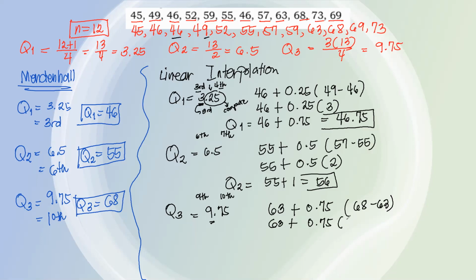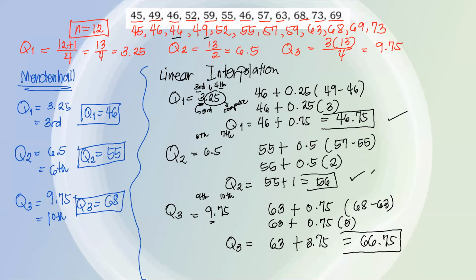So we have 63 plus 0.75 times difference ng dalawa is 5. So 0.75 times 5 is 3.75. I-adjust ko lang tong mga tool dito. Okay. So that is 3.75. 63 plus 3.75, which is equal to 66.75. So kung makikita nyo dito, mas accurate yung answer natin.